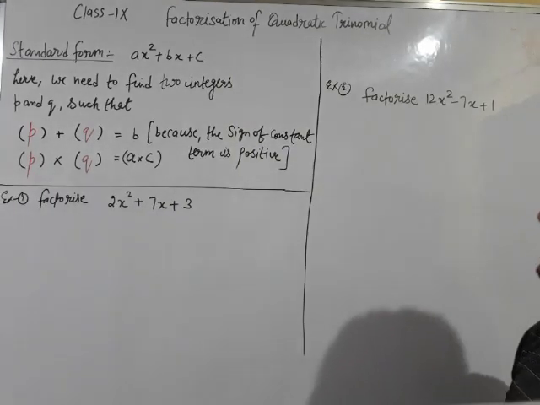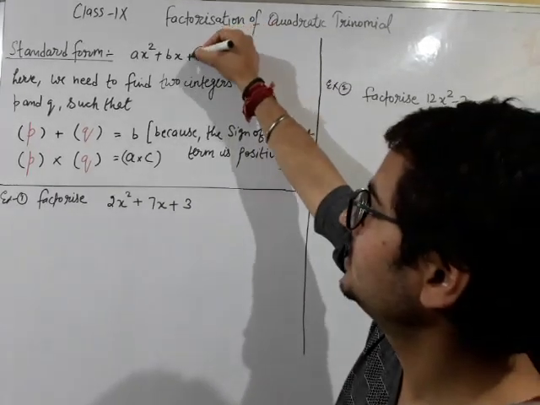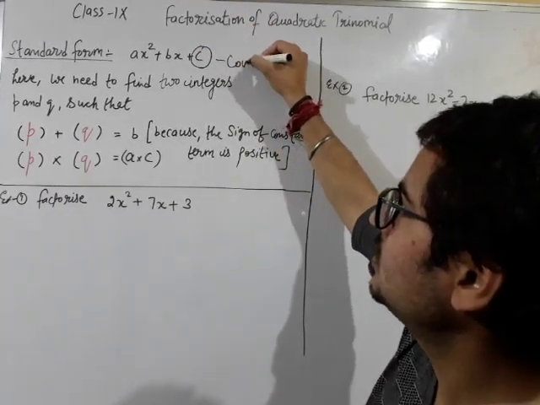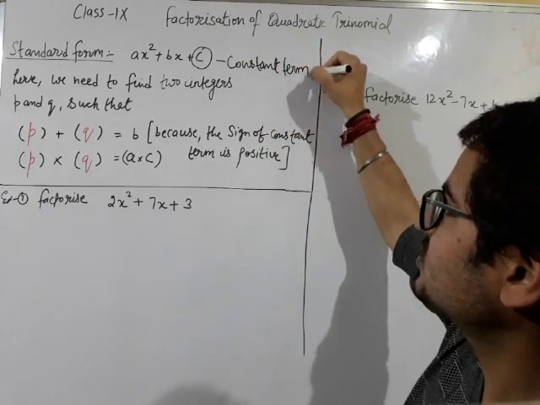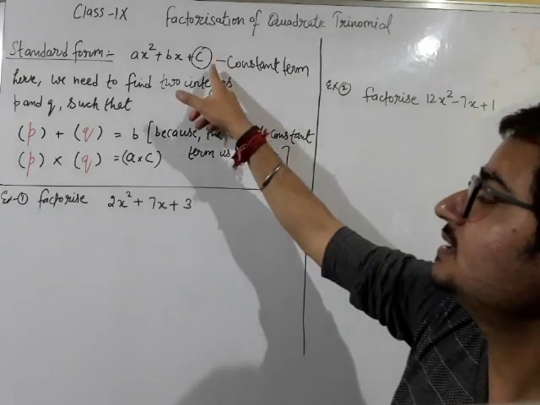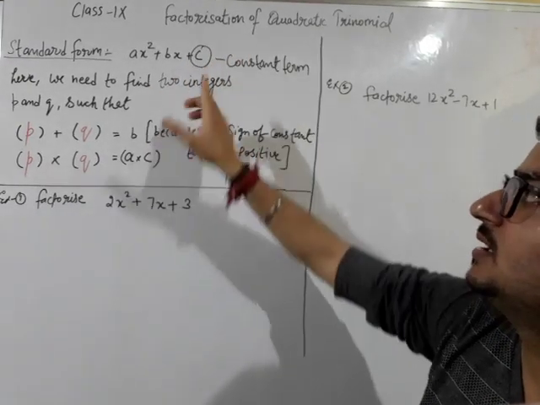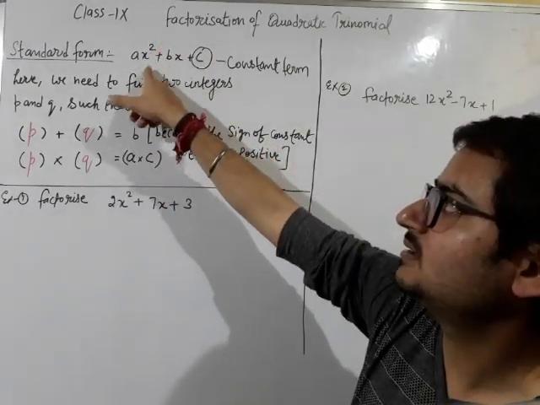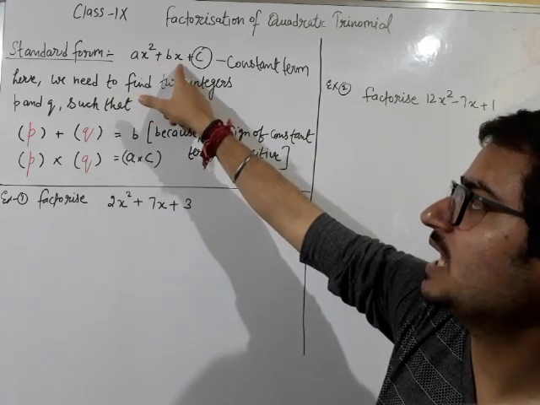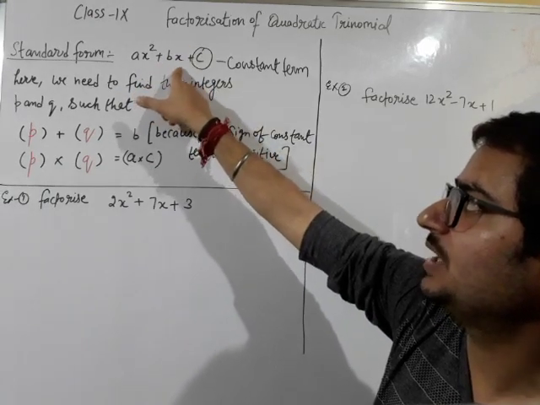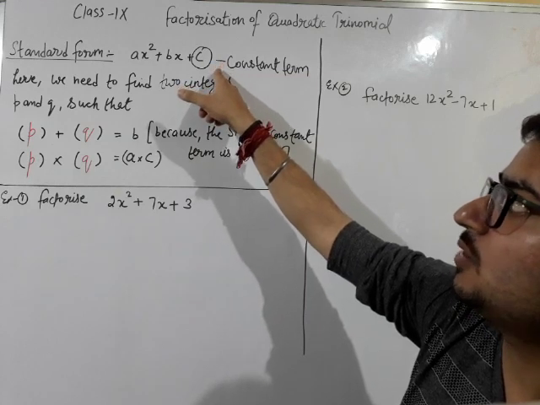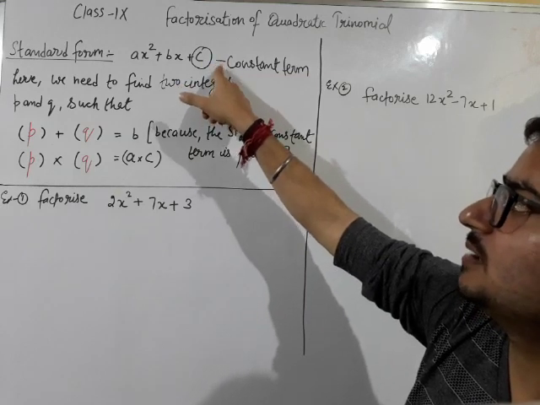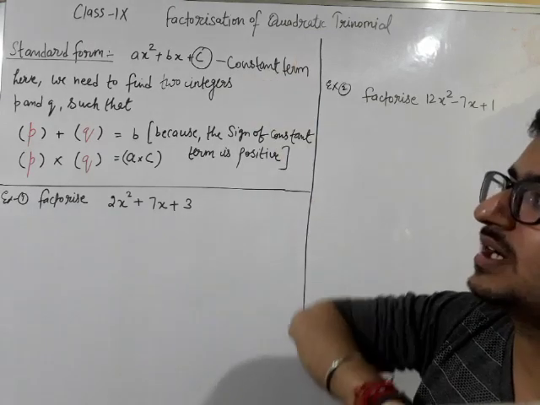Here c is known as the constant term. Why is it the constant term? Because c doesn't have any variable. Here we have x square, x is a variable. In the second term we have x, and x is a variable. Here c is without any x, without any variable, therefore c is the constant term.